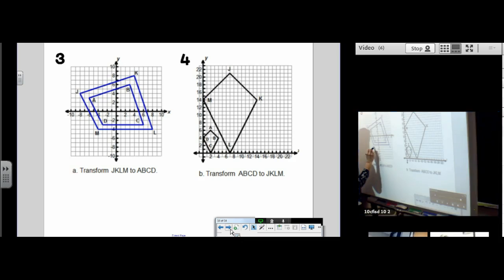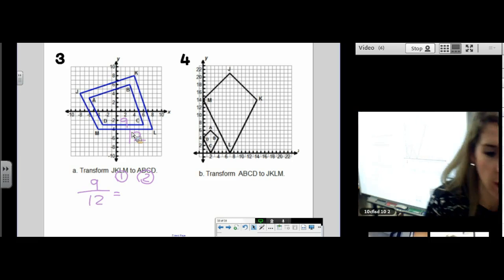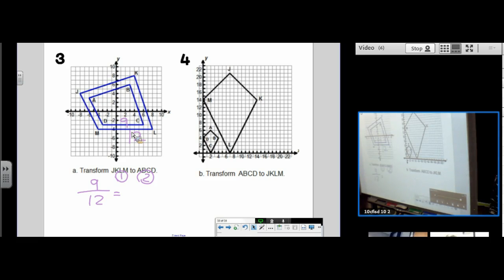The side length here, 1, 2, 3, 4, 5, 6, 7, 8, 9, 10, 11, 12. And then, pretty sure Miss Tanton counted correctly. I hope so. Okay, we want to go from here to here. So we want to put second over first. So final answer for number 3: 3/4. Very good. So this shape is 3/4 the size of JKLM.